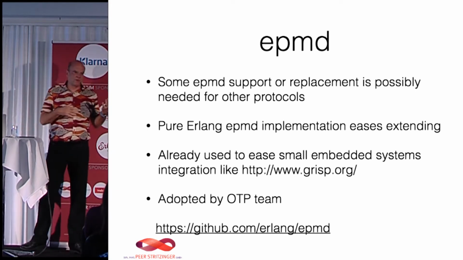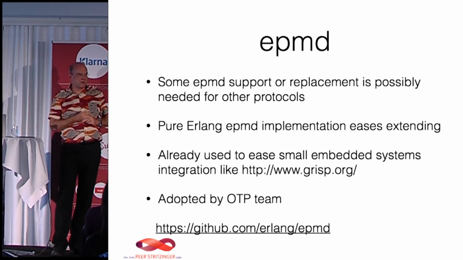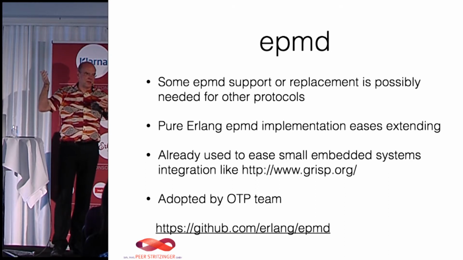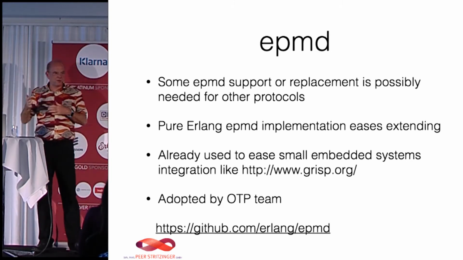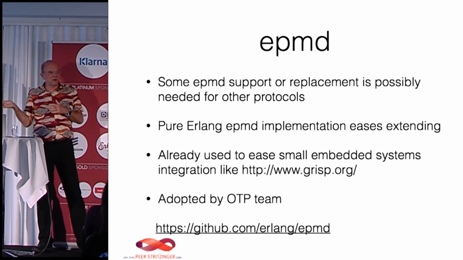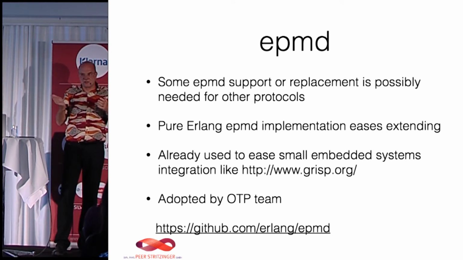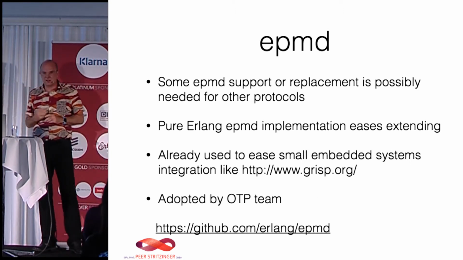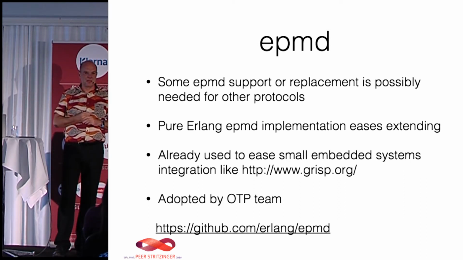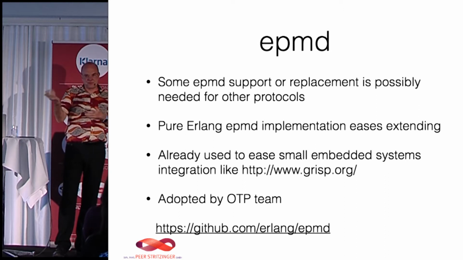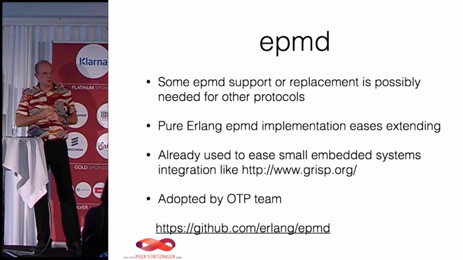Every solution for Erlang distribution usually also involves epmd, the Erlang port mapper daemon, which is used to find the TCP port where the Erlang distribution listens for a specific node, because you can have more than one Erlang node on a system. So you need to know which Erlang node on this system listens on which TCP port, and that's what you use the Erlang port mapper daemon for, which provides this registry of node names to port numbers.